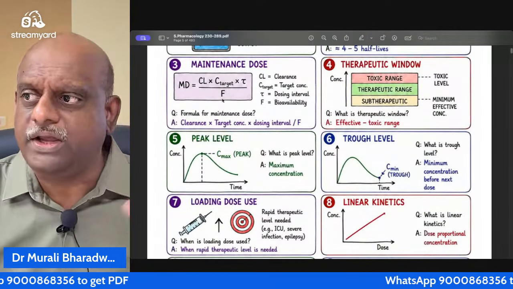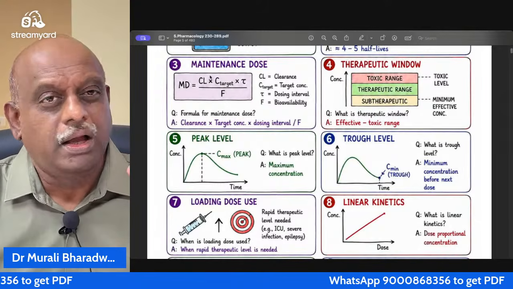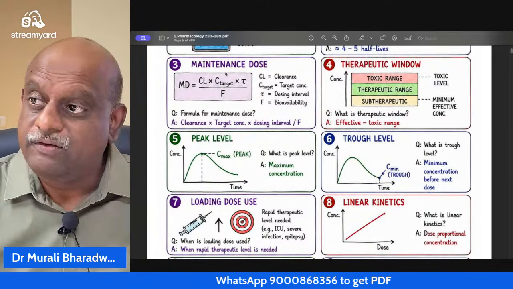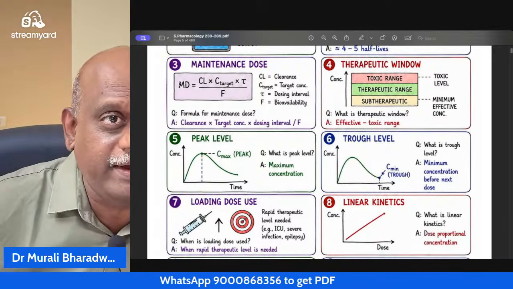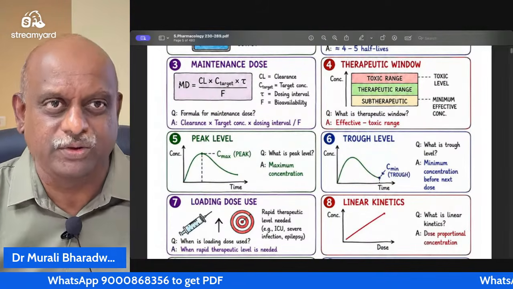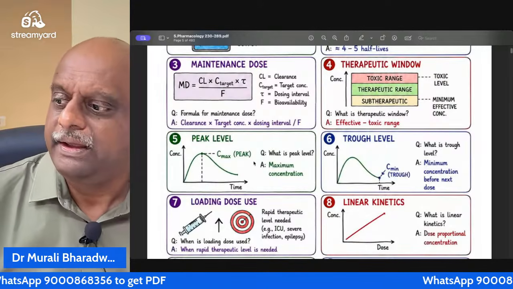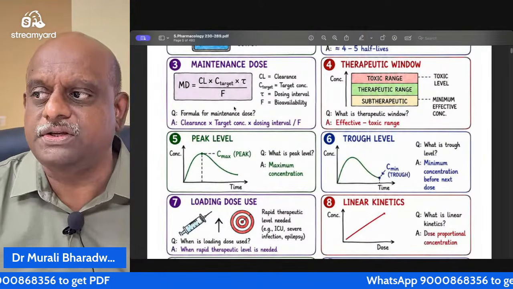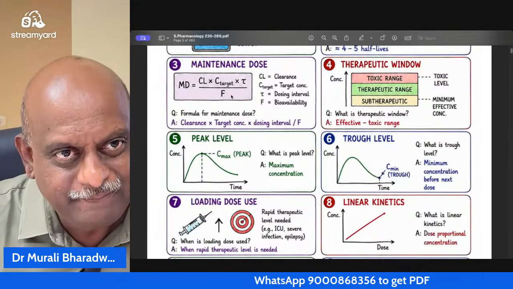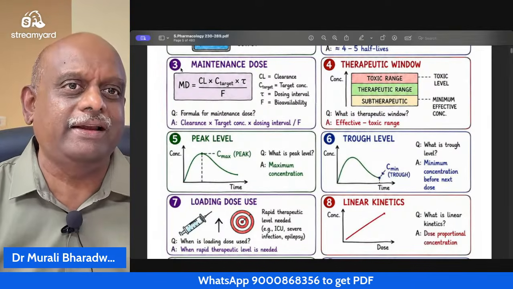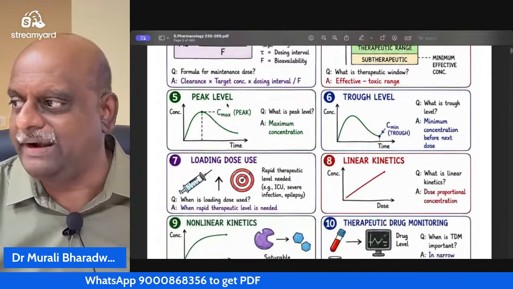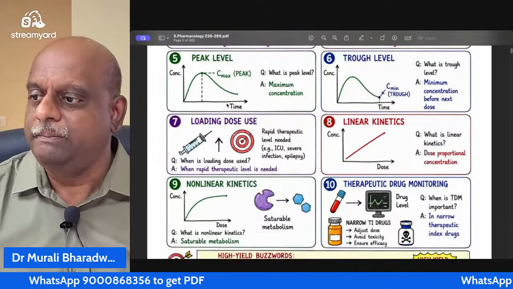Some drugs have high clearance. For that kind of drugs, you require a maintenance dose, right? Similarly, those drugs whose bioavailability is less, there also you require a maintenance dose, not for all the drugs, is what we need to basically remember.